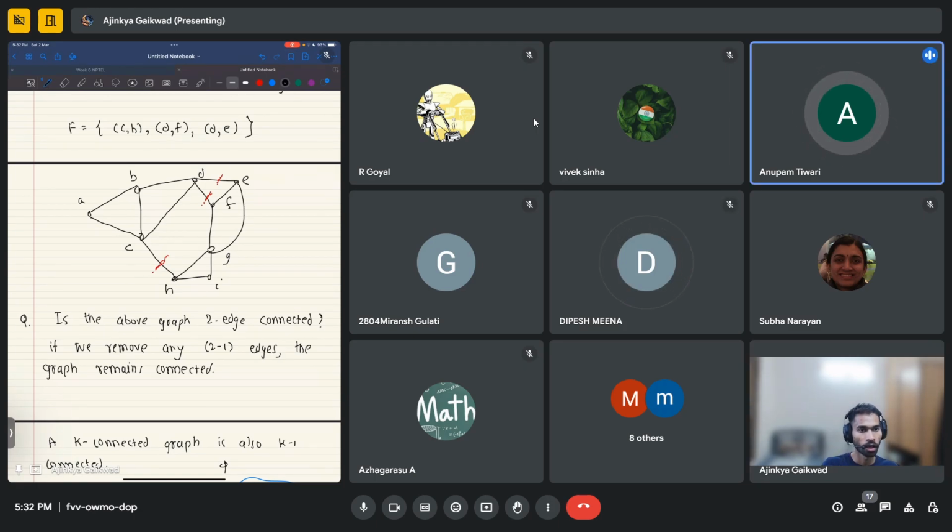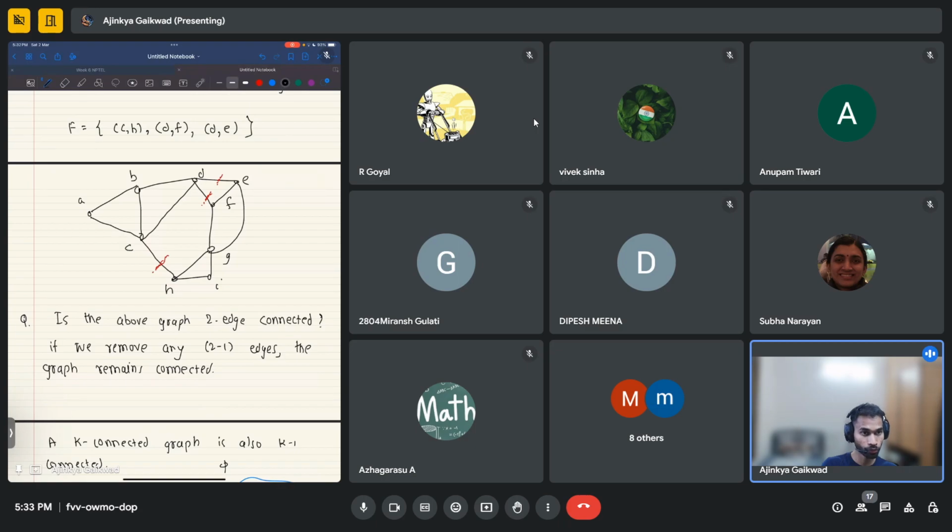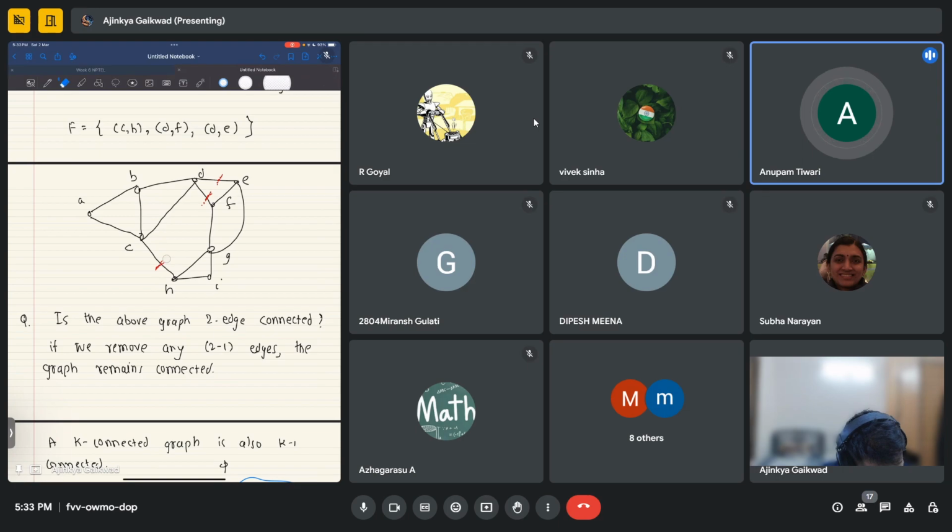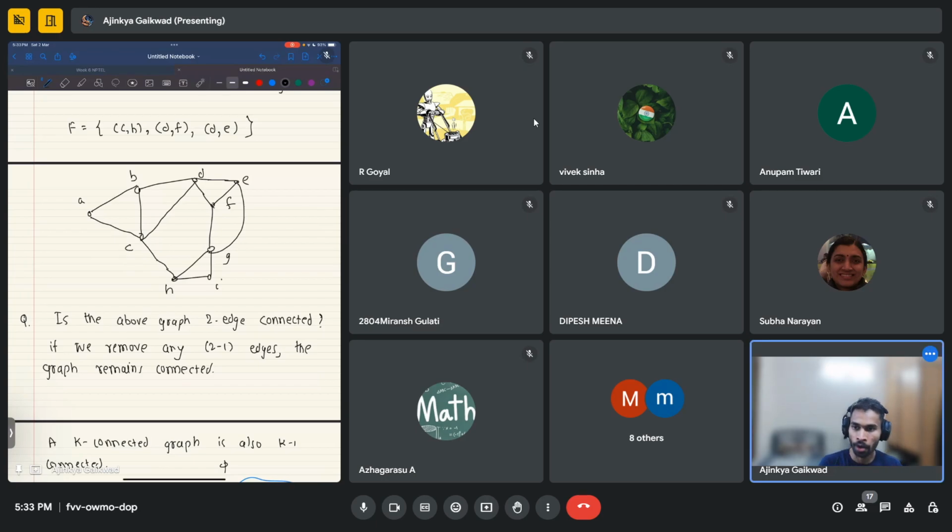Yes, if we remove any one, it will be connected. So this should be true for all sets of edges of size less than or equal to 2 minus 1. In this case, what we are asking is: if I remove any one edge from the graph G, will the graph still remain connected? Yes. That implies that the graph is two edge connected, right?